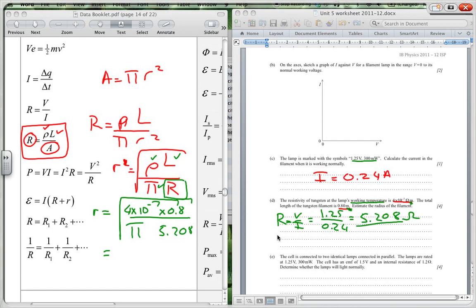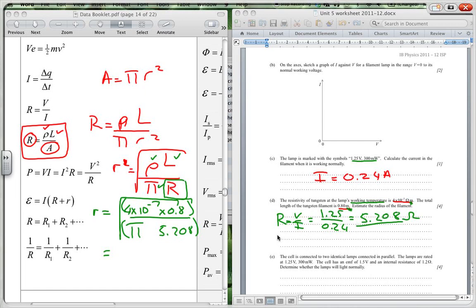So when you're putting this into your calculator, just remember to use brackets. Basically, you're going to need to put brackets around there and there. So we're going to find the square root. I'm going to open up a pair of brackets there. So it's 4 exponent minus 7 times 0.8. Then I'm going to close brackets and then divide and open brackets. I'm going to go shift pi times 5.208. Close brackets and close brackets.